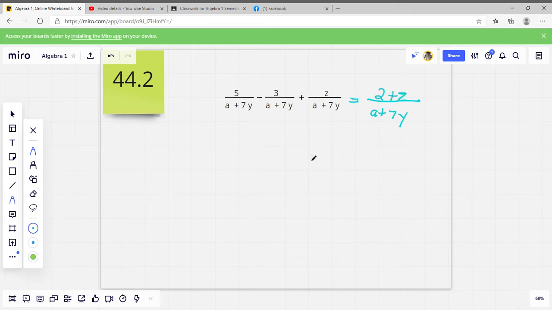And it's not 2z. We have to have that plus in there because 2z means 2 times z, and we're not multiplying right here. We are adding. So it would be 2 plus z. So we combined our like terms, our 5 and our 3. 5 minus 3 is 2, and then we just put plus z because we can't combine that.